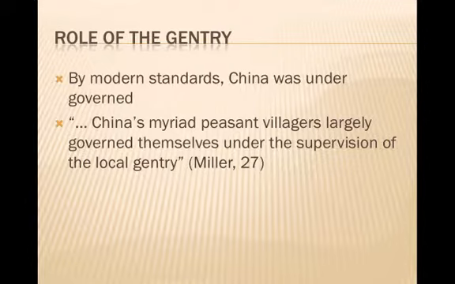involved in serious cases. So, as long as the peasants accepted the governance or oversight of the gentry and the scholar officials, they largely governed themselves, and the system worked fairly well. But as Miller points out, once this system comes under stress, there will be significant consequences for the imperial system.